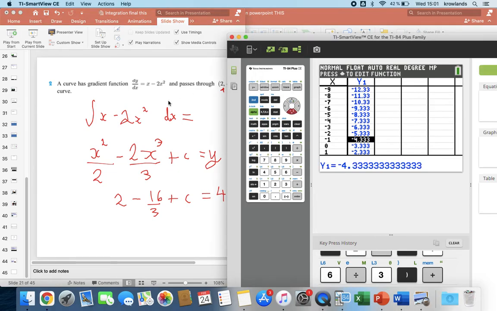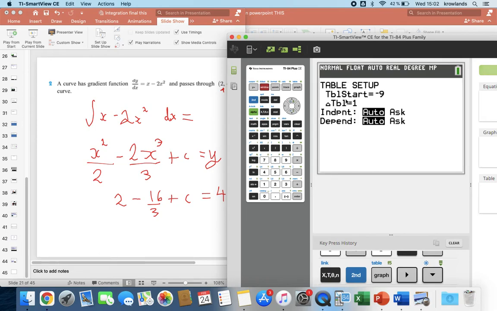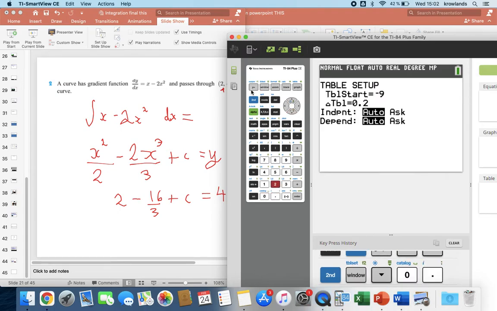So you can see here that these are not exact numbers. So what you'd have to do here, there's a couple of ways of doing this, but you can press table set, which is on the window button, second window, and you want the table, rather than going up in ones, let's say they go up in 0.2. So let's see if this makes a difference.